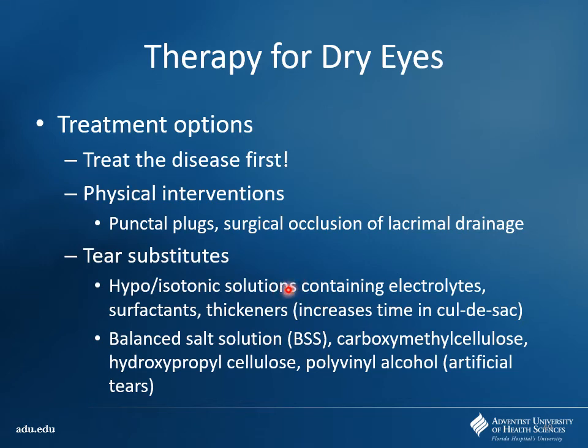So we can use hypotonic solutions that contain electrolytes. If you ever see a balanced salt solution, that's usually an eye drop we'll use very frequently as a tear replacement. A lot of them will have things like surfactants and thickeners. All of that will help to keep the drops around for longer, so they can provide that nice hydrating effect to the eye for longer than a normal tear might. Some of the agents you might see out there include that BSS I mentioned, carboxymethylcellulose, and polyvinyl alcohol. All those are really good agents to be used there.